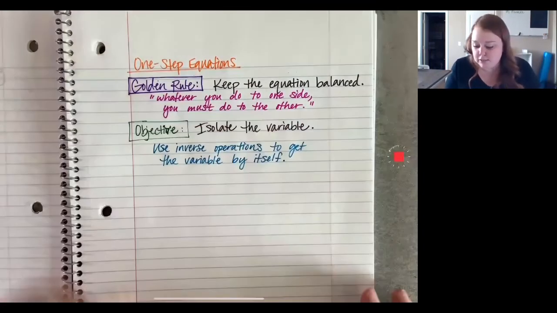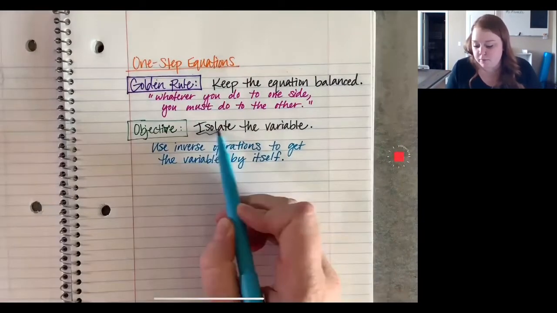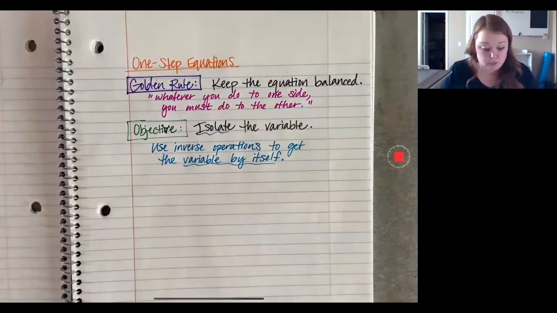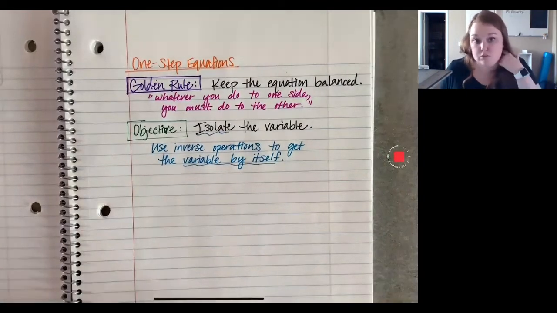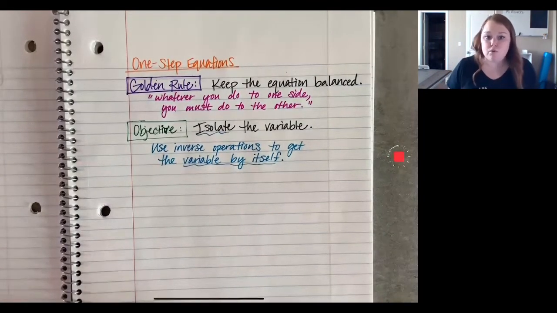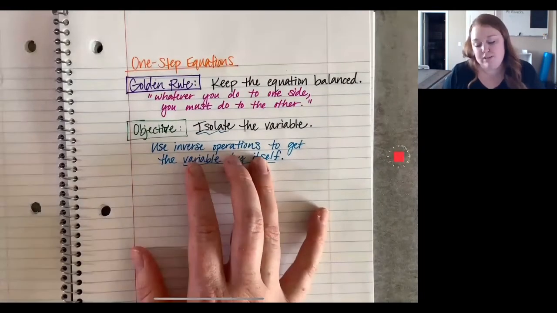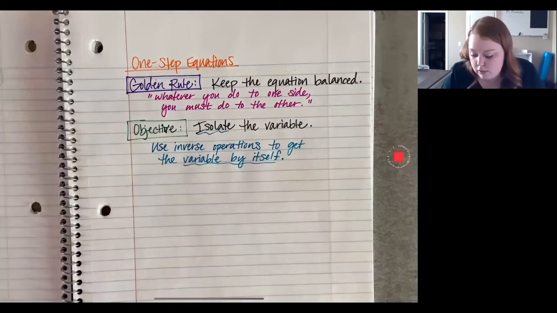Okay, so that's what isolate means, is get the variable by itself. That's a fancy vocab word that you're going to hear me say a lot, and I'd love to hear you say. Another vocab word we should probably talk about is what inverse operations are.